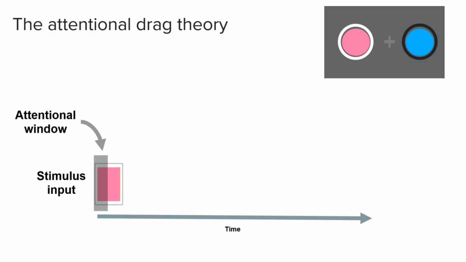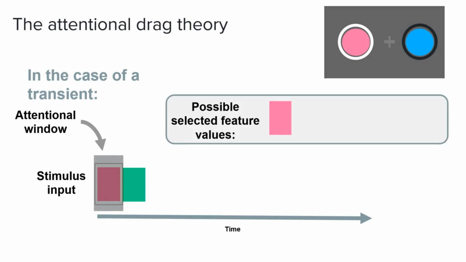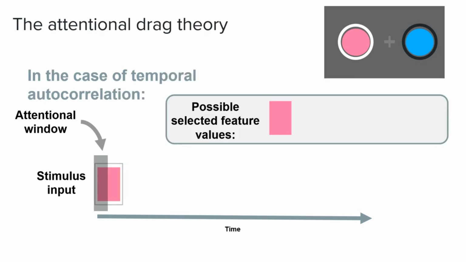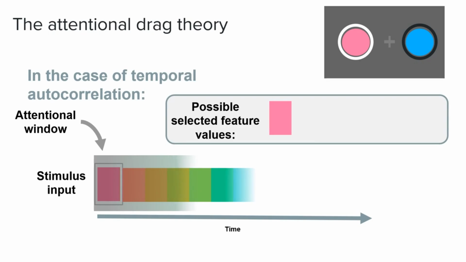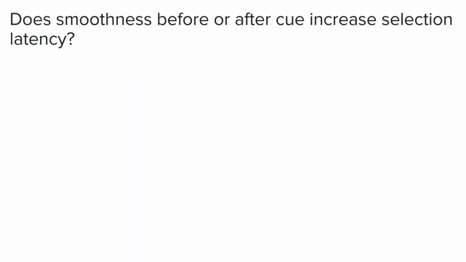Now in the random condition, the feature transient presented after the cue is going to disengage attention, limiting the colors available for report. Whereas in the case of the smooth condition, the temporal autocorrelation presented after the cue will extend the attentional window in time, resulting in later colors being available for report. A key assumption of the model, then, is that it is the smooth feature change presented after the onset of the cue that increases selection latency.